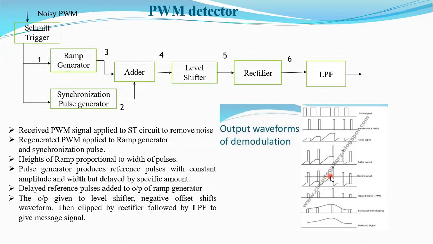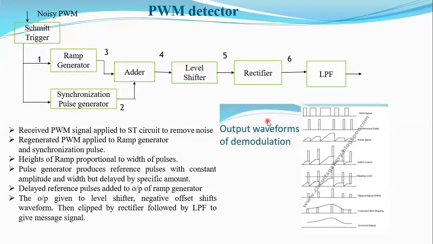These delayed reference pulses are added to the output of the ramp generator. So these will be the pulses, and the output of this ramp signal is added to the adder output. So this will be the clipping level. Now the output of this level shifter, or the clipping level, and the negative offset shifts the waveform. Then it is clipped by the rectifier, followed by a low pass filter, to give the original message signal.